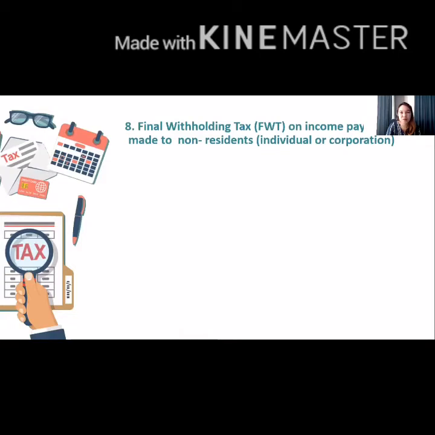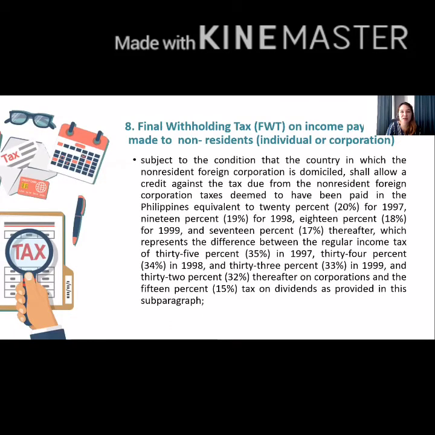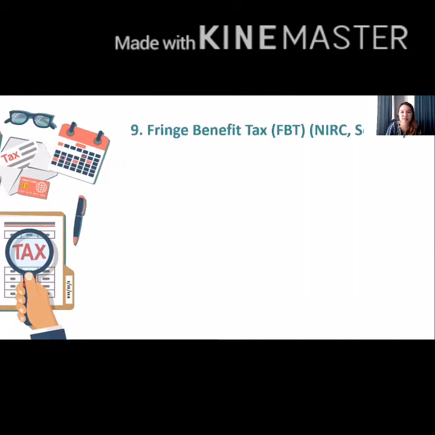How about the final withholding tax on income payments made to non-residents? So this could be individual or corporation, subject to the condition that the country in which the non-resident foreign corporation is domiciled shall allow a credit against the tax due from the non-resident foreign corporation, taxes deemed to have been paid in the Philippines, equivalent to 20% for 1997, 19% for 1998, 18% for 1999, and 17% thereafter, which represents the difference between the regular income tax of 35% in 1997, 34% in 1998, and 33% in 1999, and 32% thereafter on corporations, and the 15% tax on dividends as provided in this subparagraph.